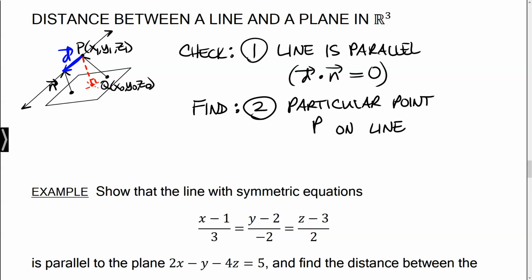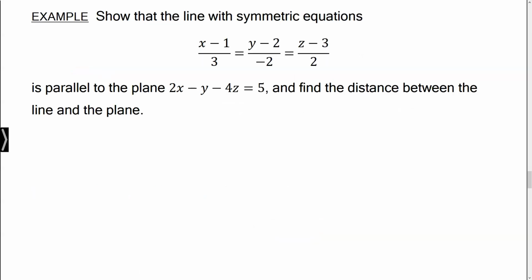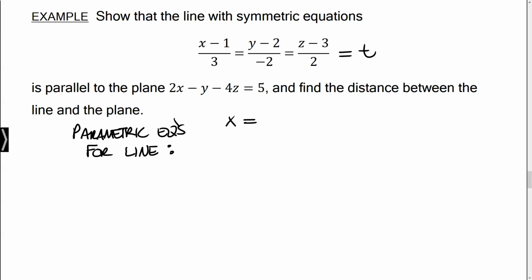Okay, so let's look at an example of this. We're given the equation of the plane, 2x minus y minus 4z equals 5, but we're given the line in symmetric equations. So you have to remember how to go from symmetric equations to parametric form. If we set all of these equal to t, and then solve for x, y, and z, so if we set (x minus 1) over 3 equal to t, we see that we get parametric equations for the line of x is equal to 1 plus 3t, y is equal to 2 minus 2t, and z is equal to 3 plus 2t.